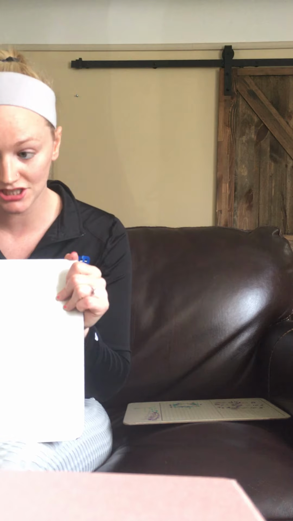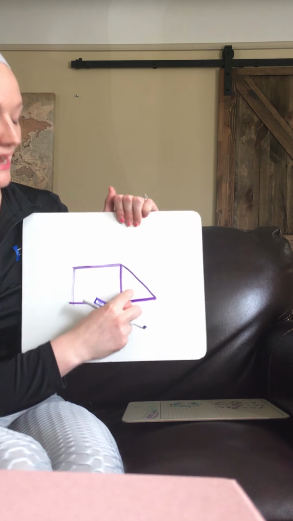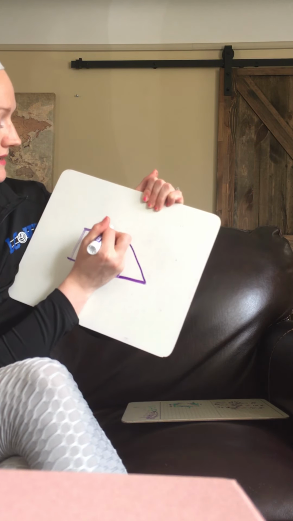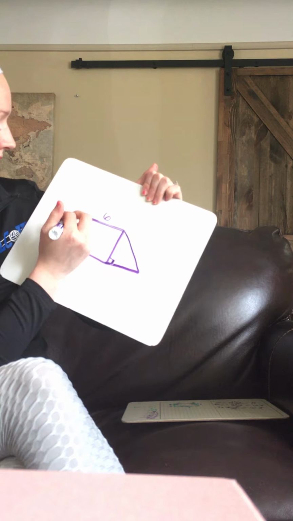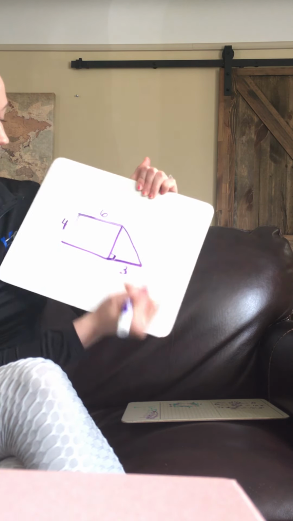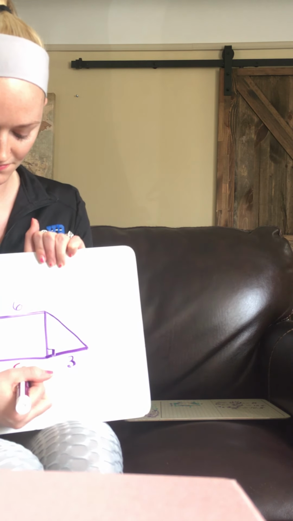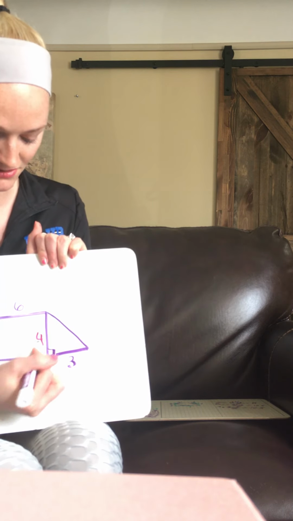Now, that might be multiple shapes stacked on top of each other. Sometimes when you combine shapes, you create a new one that you already have a formula for. So say I give you a rectangle and a triangle, and I tell you that this is 6 and this is 4 and then this part over here is 3. Since it's a rectangle, you know that opposite sides are congruent. This piece is also 6 and this piece is also 4.